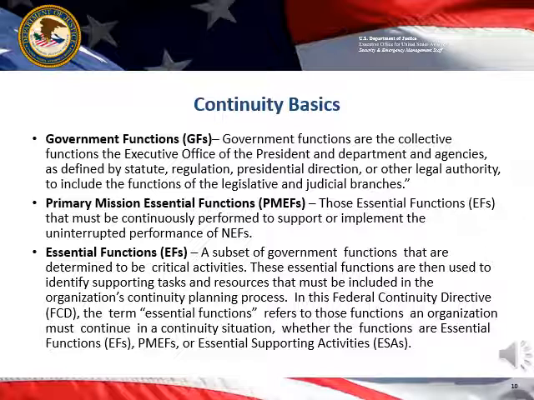Government functions are those collective functions of the Executive Office of the President and department and agency that have been defined and designated by the federal government that the federal government says it performs and are mandated to be completed by statute, regulation, presidential direction, or other legal authority to include the functions of the legislative and judicial branches. Essential functions are a subset of government functions that are determined to be critical activities. These essential functions are used to identify supporting tasks and resources included in the organization's continuity planning process.